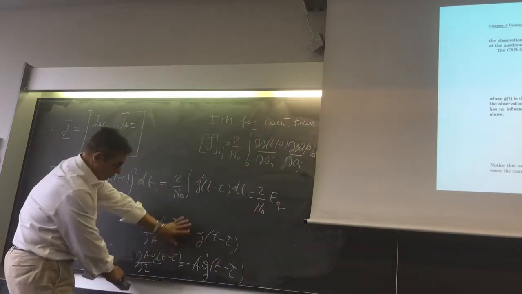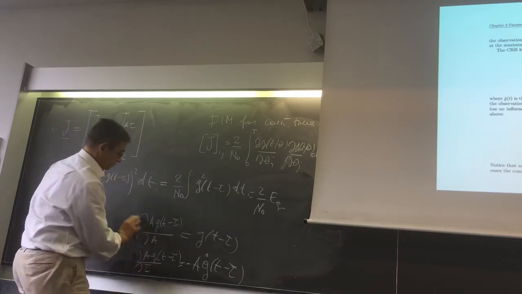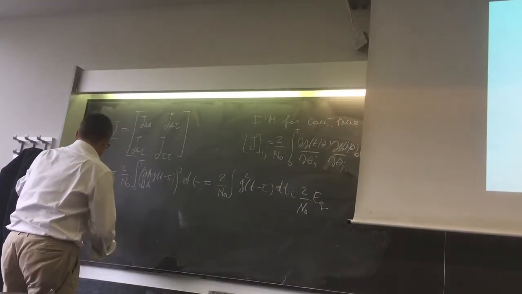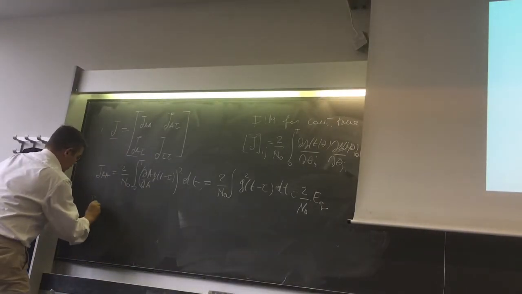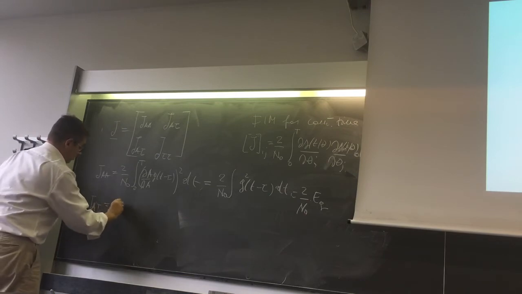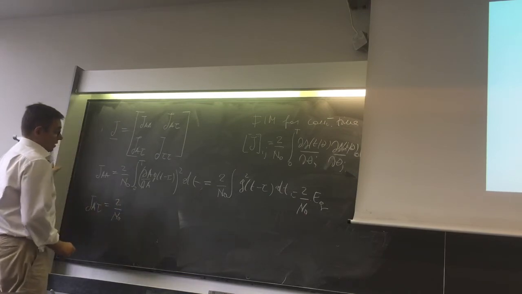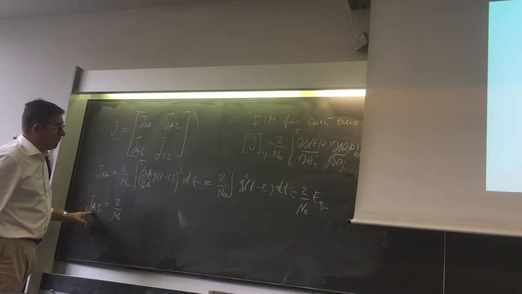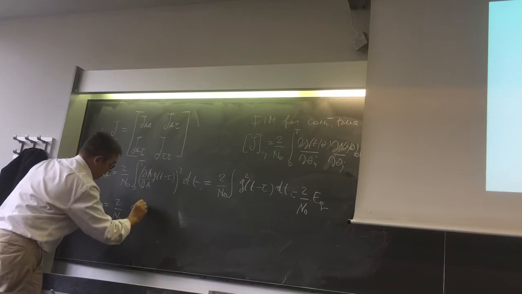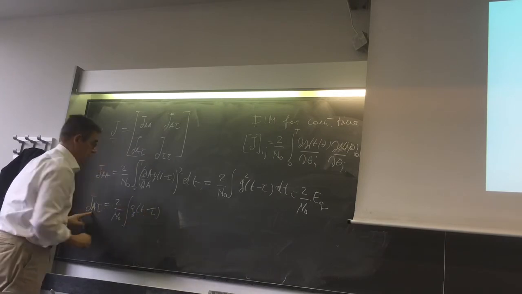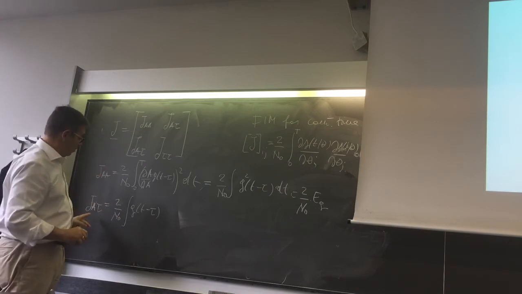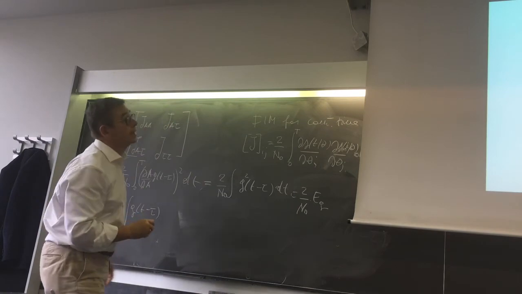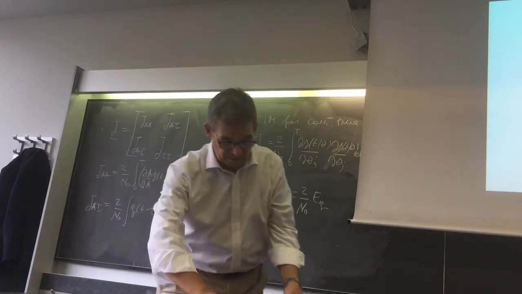Okay, so these two relationships I copy there. Let's calculate the second one. I calculate amplitude and delay. So it's 2 over N0 times the integral of the derivative with respect to the amplitude, which is g(t minus tau), and then the derivative with respect to tau, which is A. Where is A?